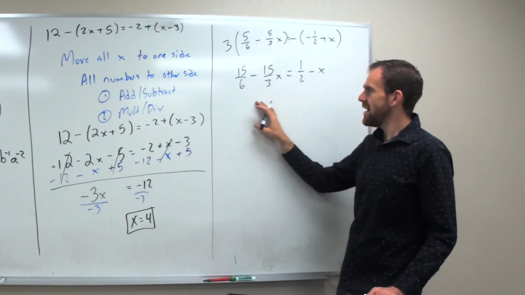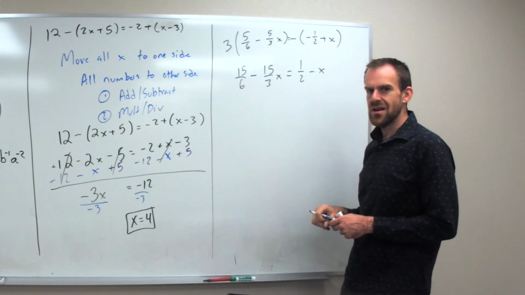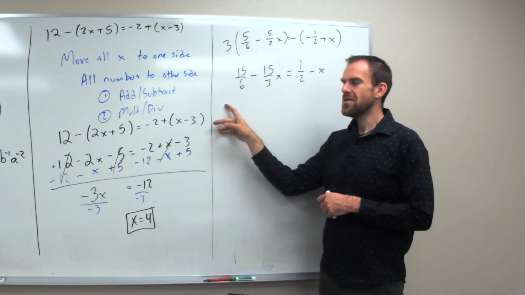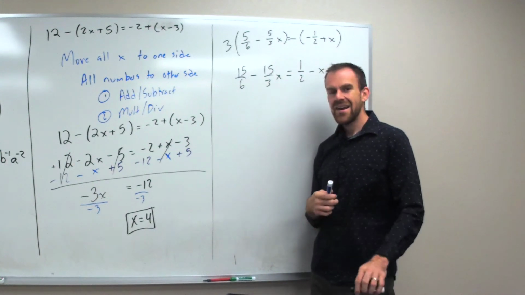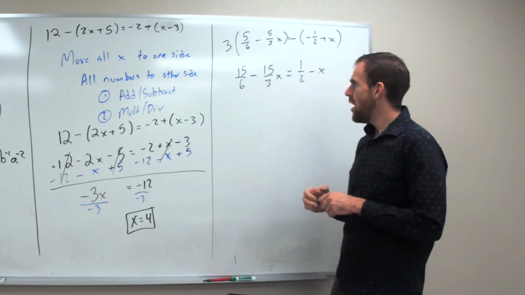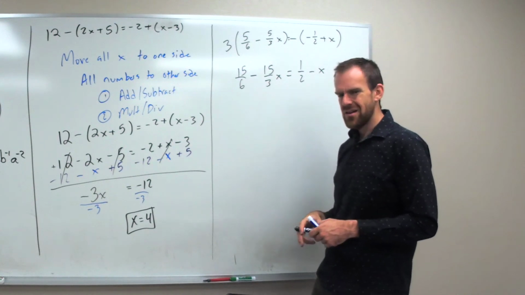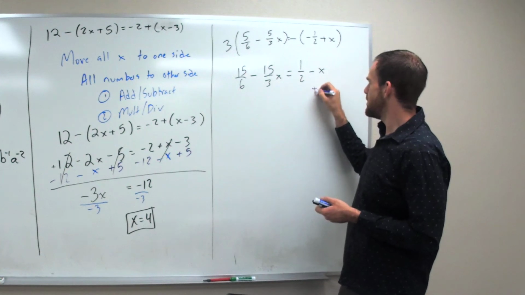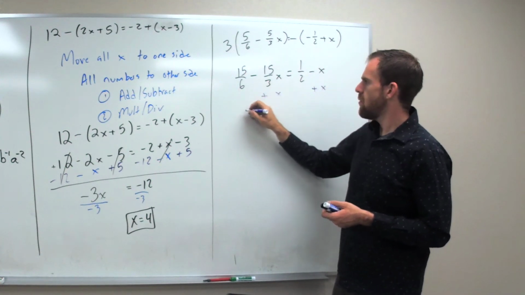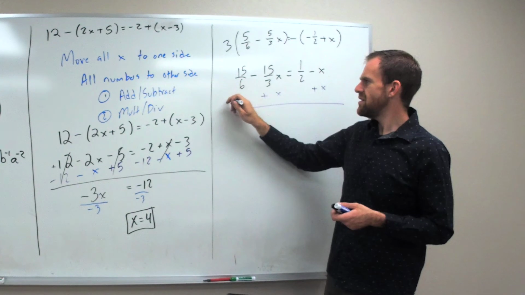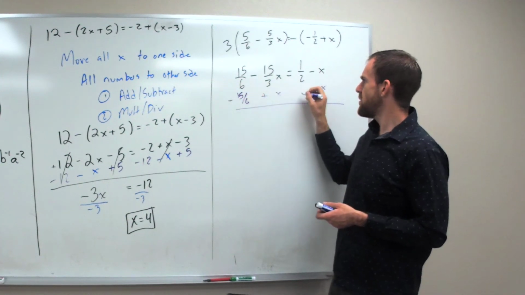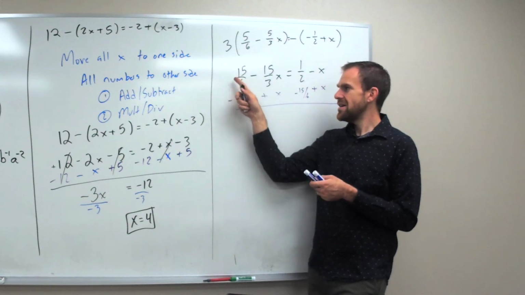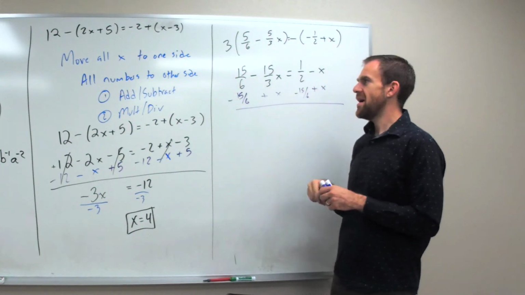Now, I'm going to bring all my x's to one side. I'm going to bring all my numbers to the other side. But since I have fractions all over the place, before I do that, I can actually get rid of the fractions. But maybe we'll learn that in a later lesson. So let's get rid of this x. We'll move it over here. And I'm going to get rid of this 15 over 6. Again, we're doing the opposite operation. So if this is positive, I'm subtracting. If this is negative, I'm adding.